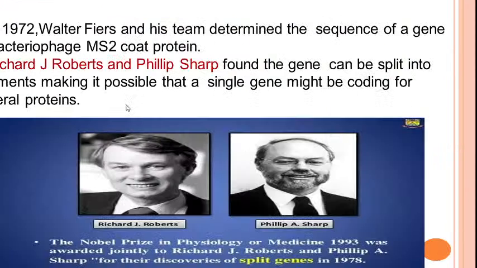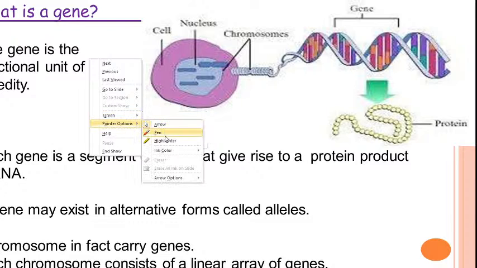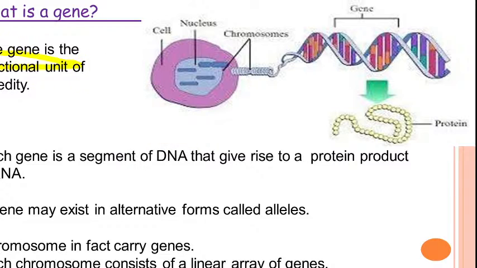So we are just dealing with the gene. What is basically a gene? The gene is a functional unit of heredity. So this is a cell. Inside the cell we have a nucleus. In the nucleus we have chromosomes, and on the chromosomes we have the double helical structure which is known as DNA, which by transcription and translation will give us the proteins. So this is particularly the segment of a DNA. Each gene is a segment of a DNA that gives rise to a protein product or RNA.